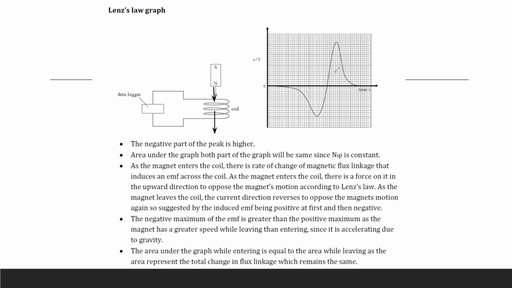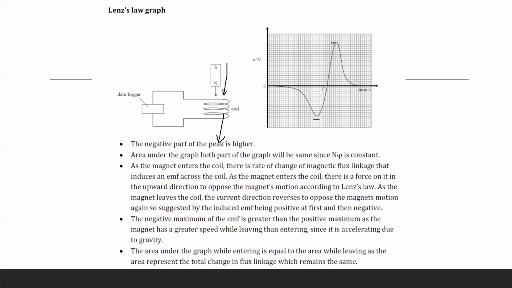In the second part, you can see one peak is higher than the other. What is the reason why one peak is higher than the other? The reason is that initially the magnet is moving slower, and later it moves faster. Faster movement means greater change. That's why one of the peaks is higher than the other one.